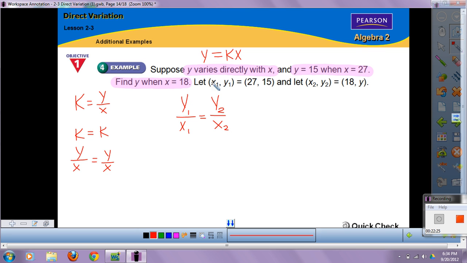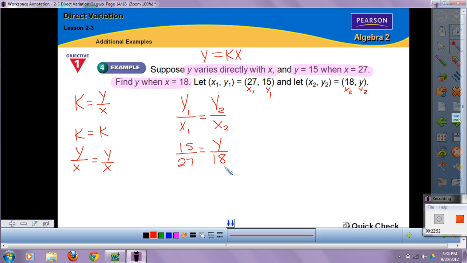And so they told you, let x1, y1 be 27, 15. So this is my x1, y1, that labeling I'm so fond of. And this is your x2, y2. So then we just substitute. y1 is 15 divided by x1 is 27 equals y2, which is what we're trying to find, y divided by x2, 18.